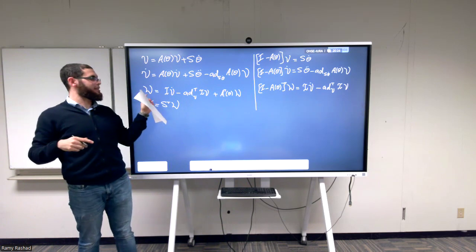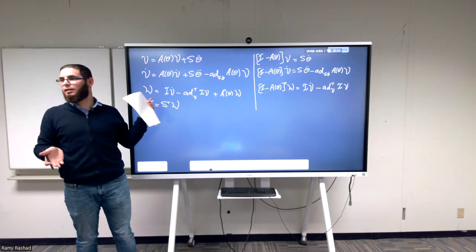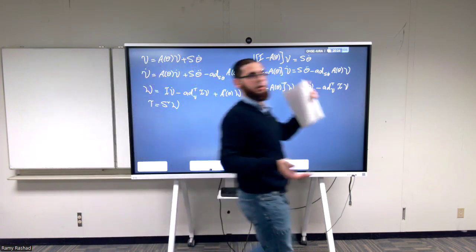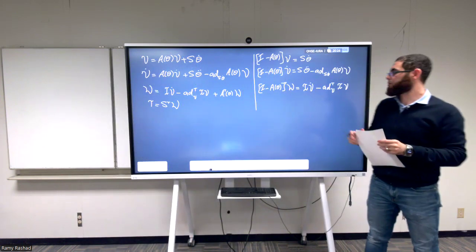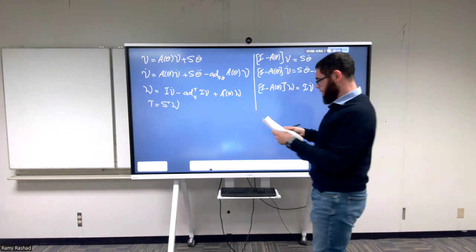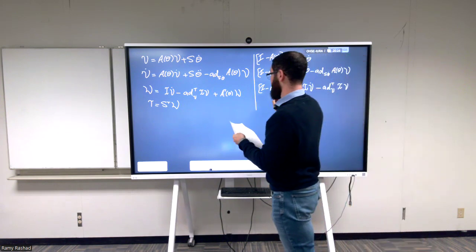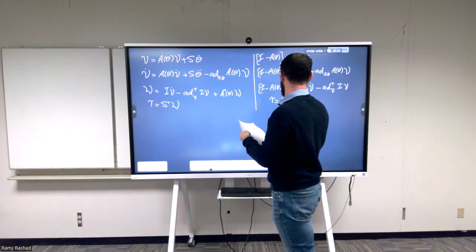And the A transpose here is the identity, so the transpose of the identity is the identity. So we get this term, okay? So this is exactly the same. Okay? And then the last one is tau equal to, okay.